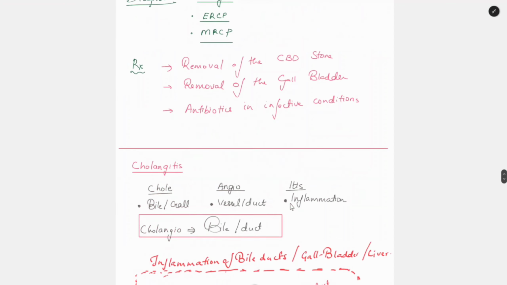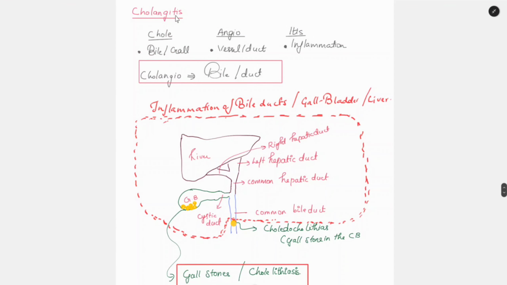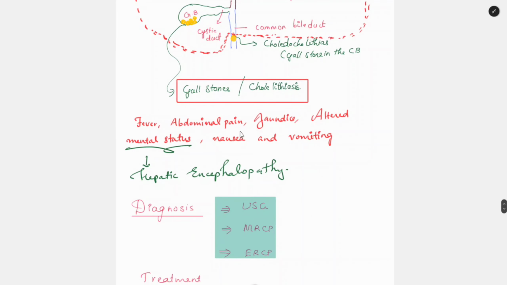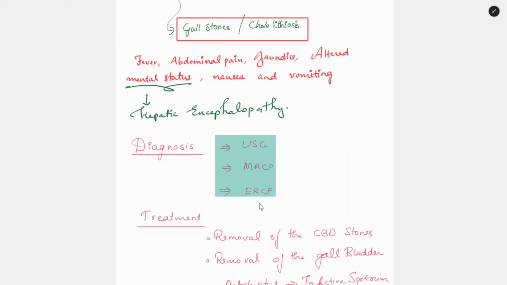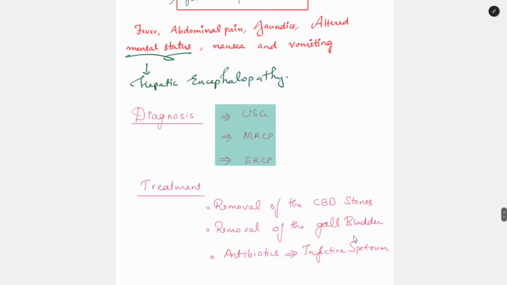And let's see the final condition, cholangitis. Cholangitis is the inflammation of the bile ducts due to the CBD obstruction. So in this case, the patient will be having fever, abdominal pain, jaundice, altered mental status, nausea, and vomiting. Diagnosis is by USG, MRCP, or ERCP. Treatment is by removal of the CBD stones, removal of the gallbladder, which is called a cholecystectomy, and antibiotics in patients who have infective spectrum.